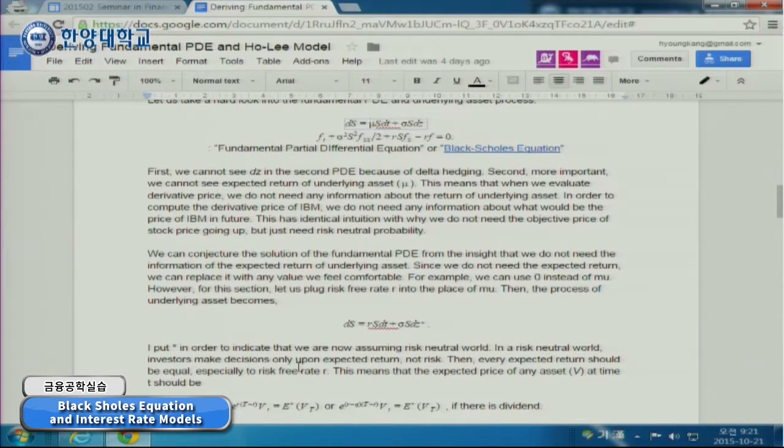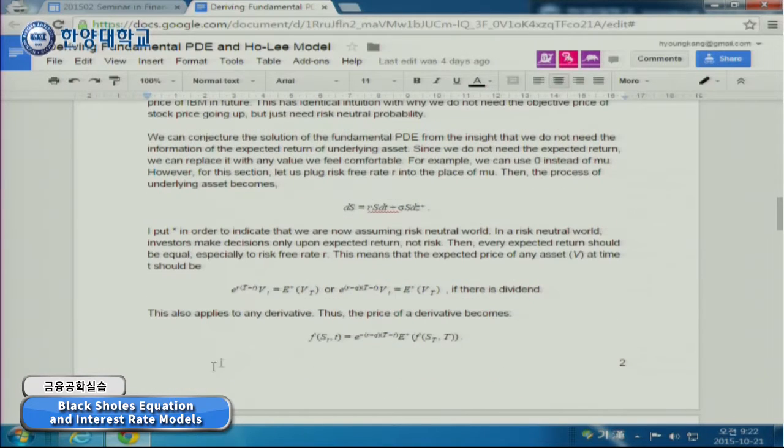So in equilibrium, if people are risk neutral, expected return should be the same for all, and it should be the same as the risk-free rate. Then every expected return should be equal, especially to the risk-free rate R. This means that the expected price of any asset at time t should be like this, right? Remember, every asset.